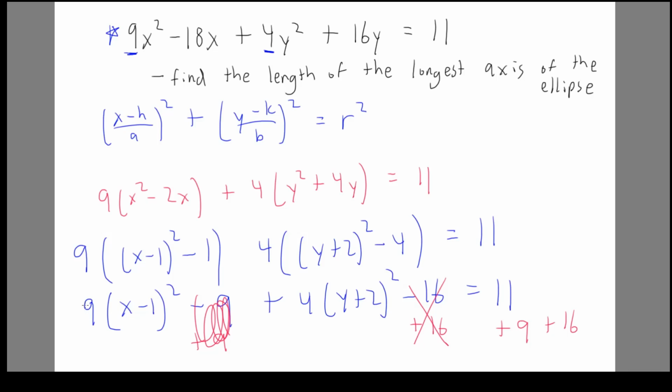And now we have 9 times (x minus 1) squared plus 4 times (y plus 2) squared is equal to 11 plus 9 plus 16, which is also 36.